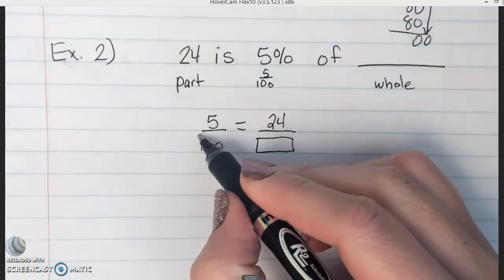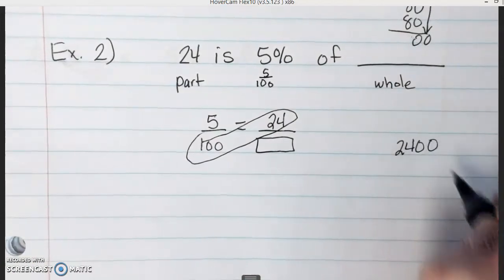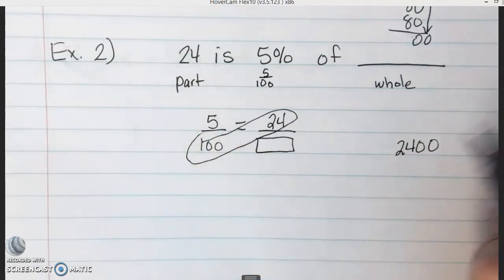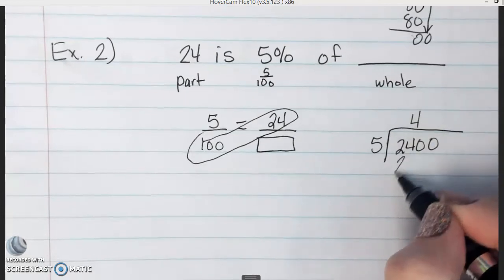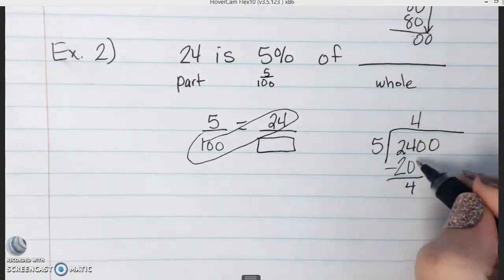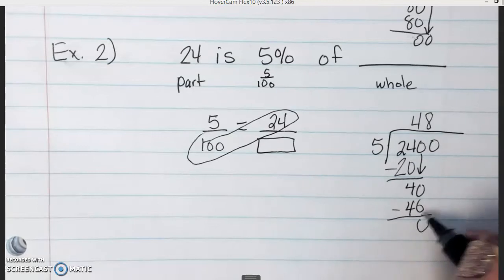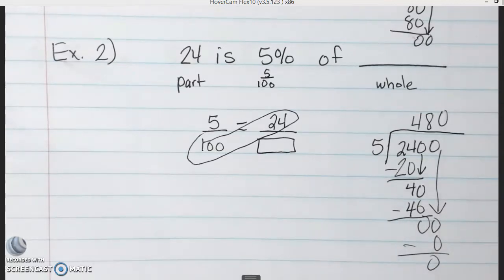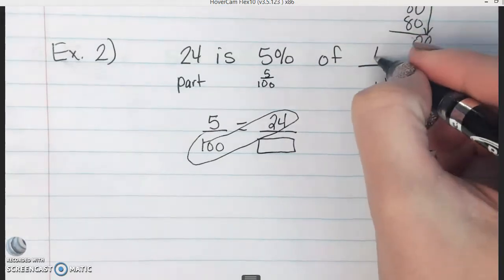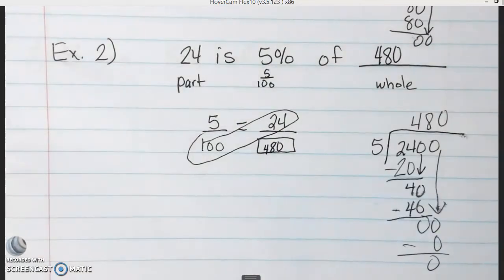So we're going to multiply 100 times 24 to get 2,400, and we're going to divide by 5. Okay, so what do we get for the whole when we do that? 480. So my whole is 480, and you can write it here too if you'd like to.